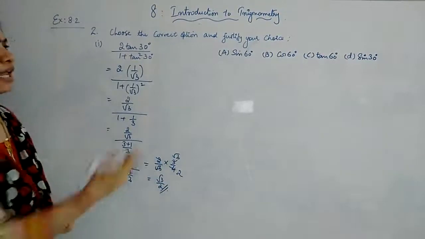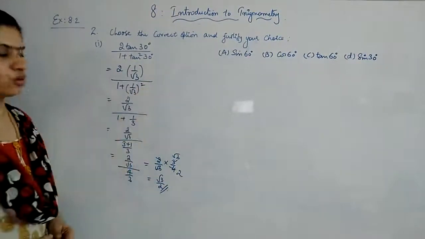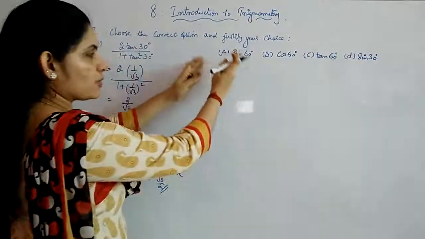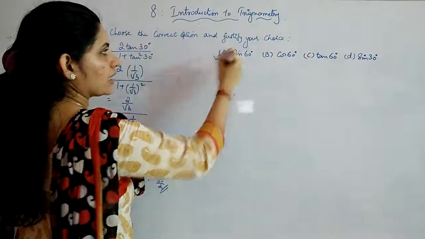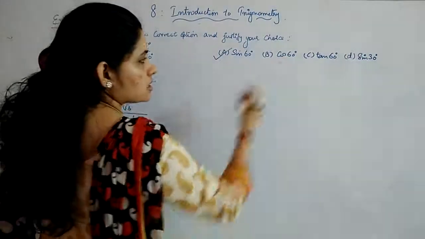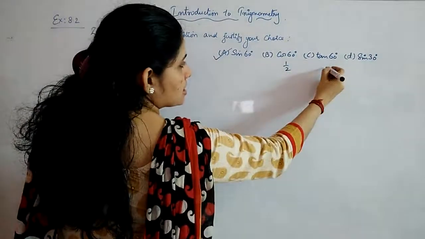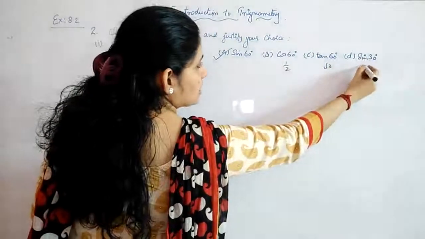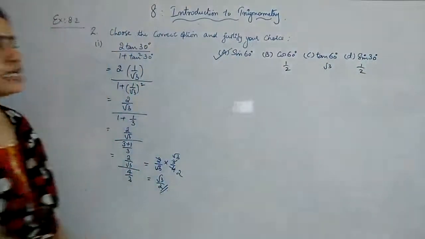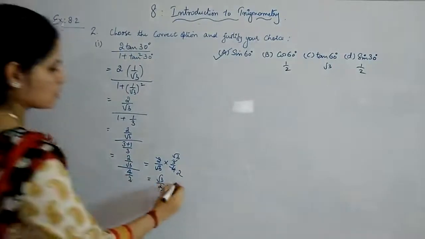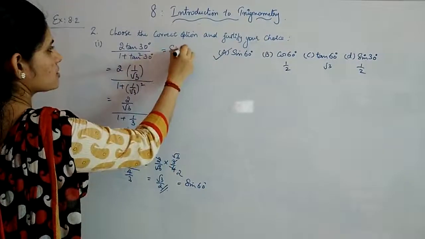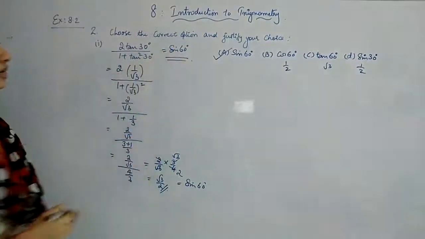Now, which value in the option gives you root 3 by 2, that you need to check. Actually, from the option, if you are starting, you will get that this is the correct answer. Sine 60 degree is root 3 by 2. Now, cos 60 degree is 1 by 2. Tan 60 degree is root 3. And sine 30 degree is also 1 by 2. So, the only option which you have to be correct is sine 60 degree. So, this is equal to sine 60 degree. Okay.